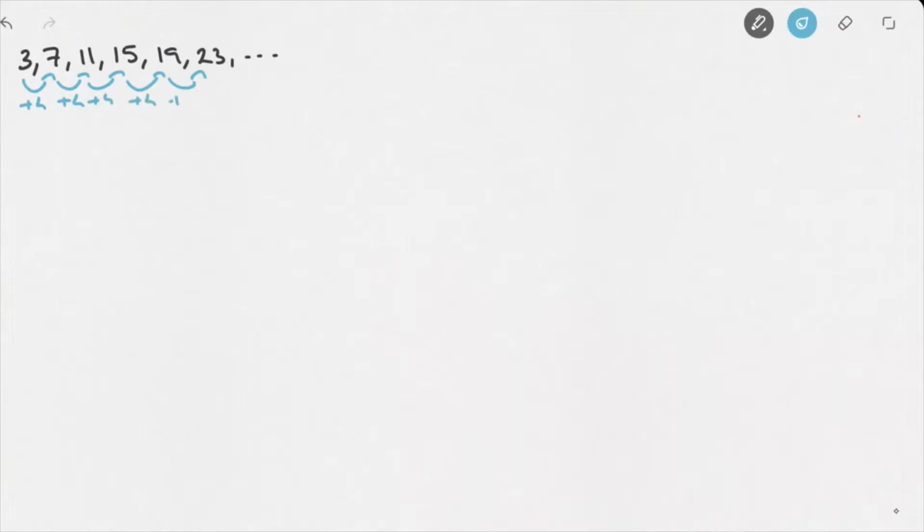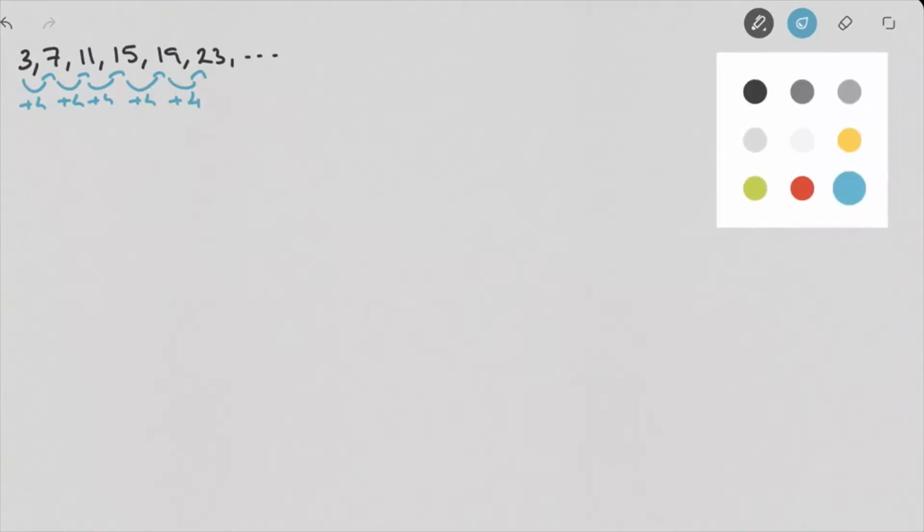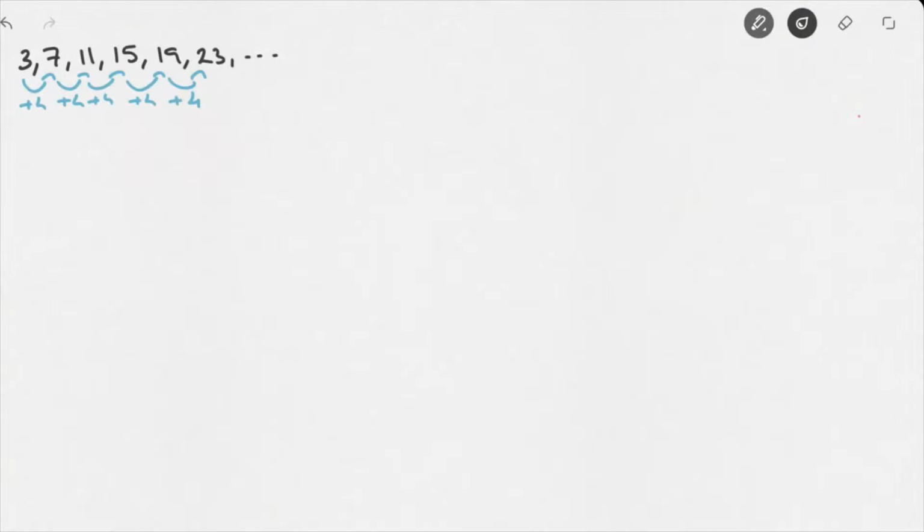Now, this amount that we always add is known as the common difference. And I will just write that here, common difference. And we usually refer to the common difference of an arithmetic sequence by the letter D. So for this particular arithmetic sequence, we could go ahead and write D is equal to 4. And I'll just box that.